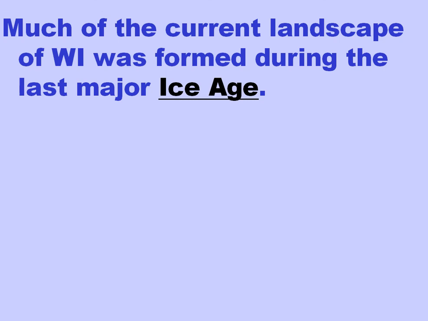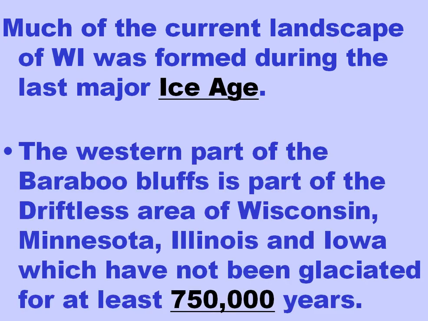So much of the current landscape of Wisconsin was formed during the last major ice age. And the western part of the Baraboo Bluffs is part of the Driftless Area of Wisconsin, Minnesota, Illinois, and Iowa, which have not been glaciated for at least 750,000 years. So we've probably been covered by glaciers in the past. In fact, it's pretty much a certainty, just not recently.